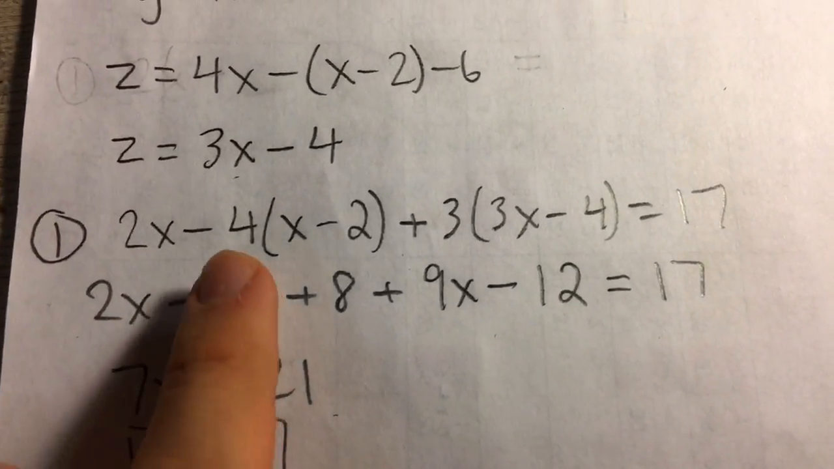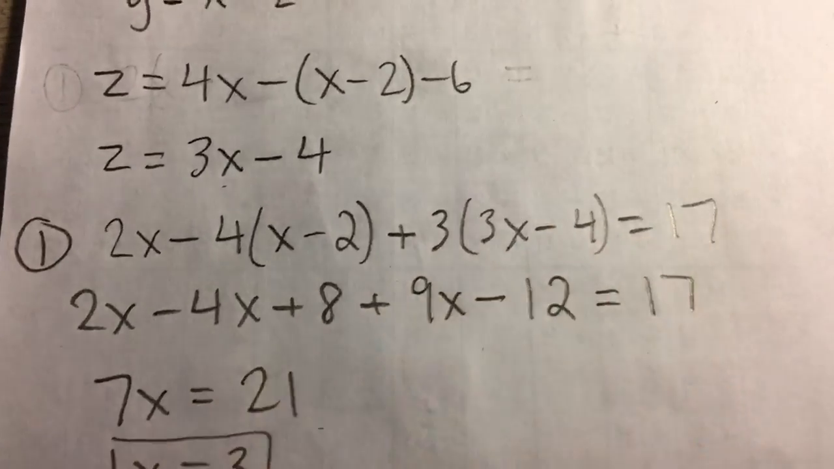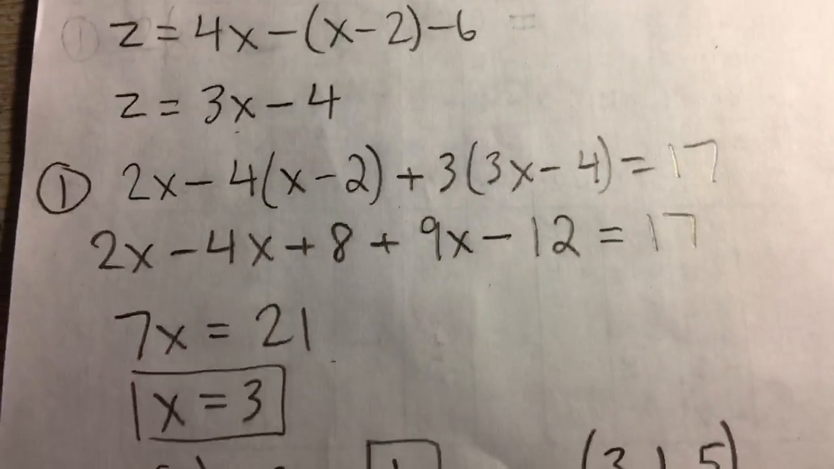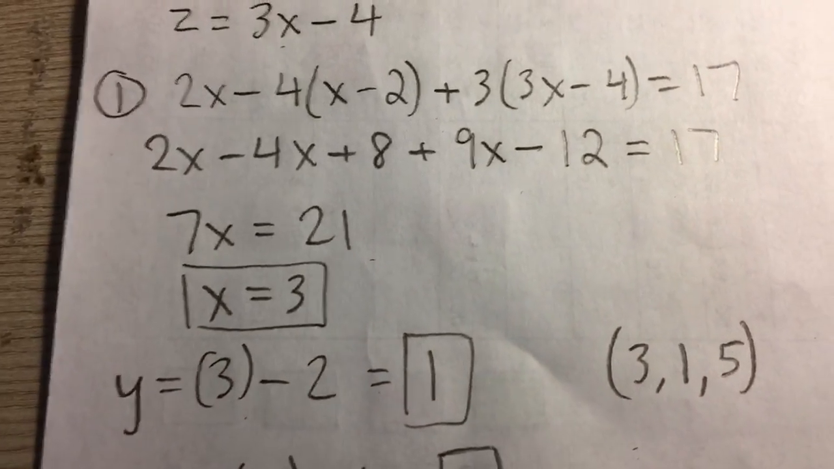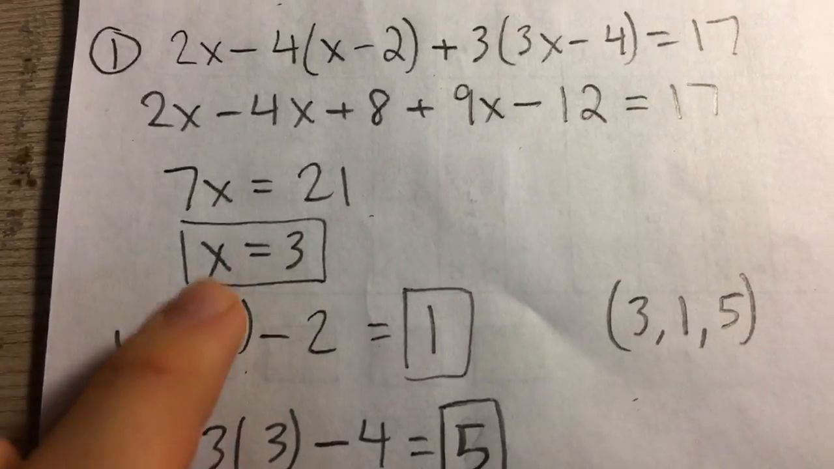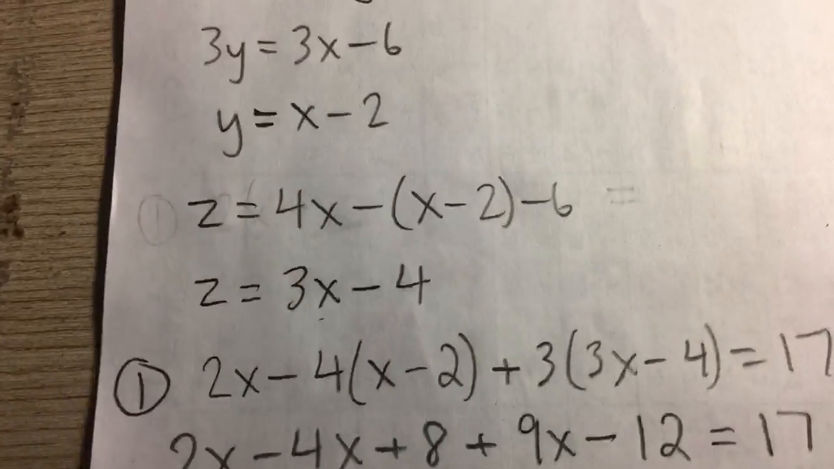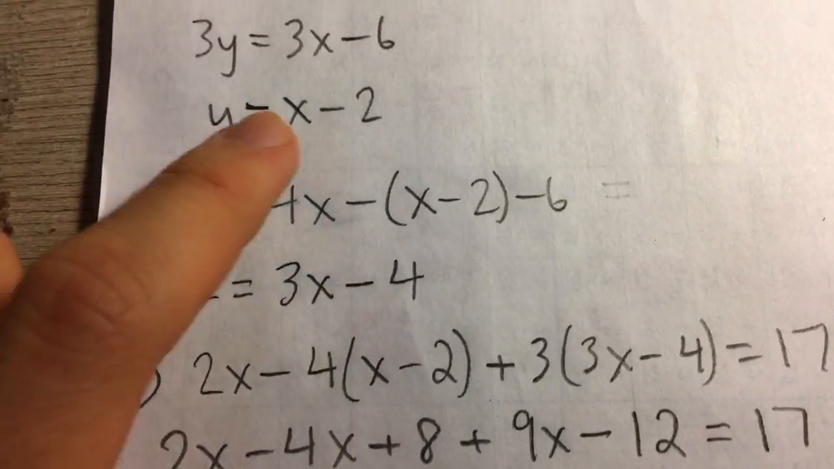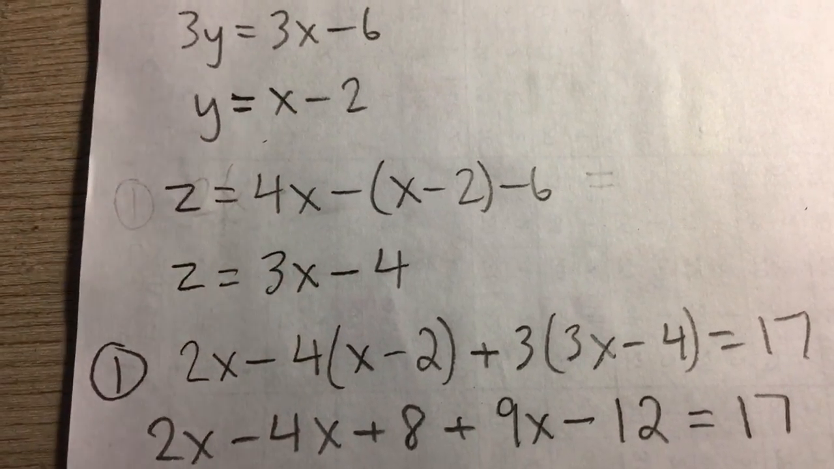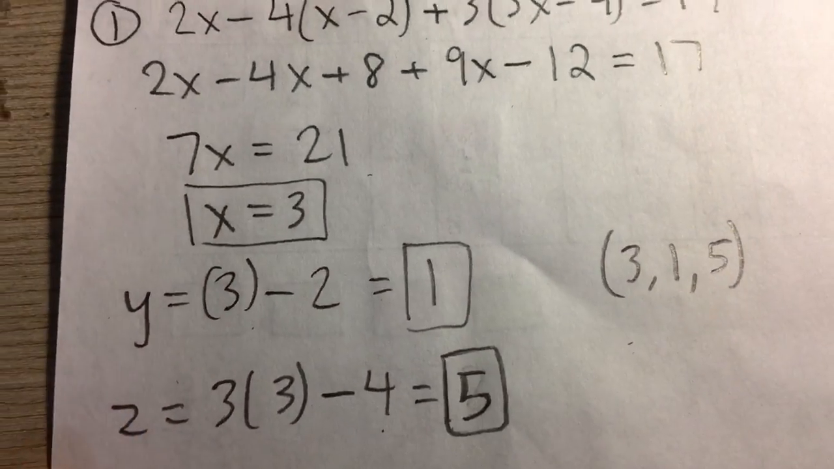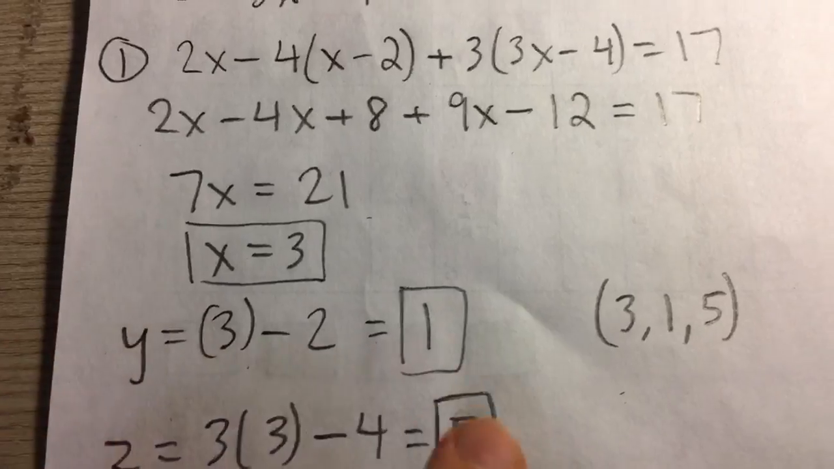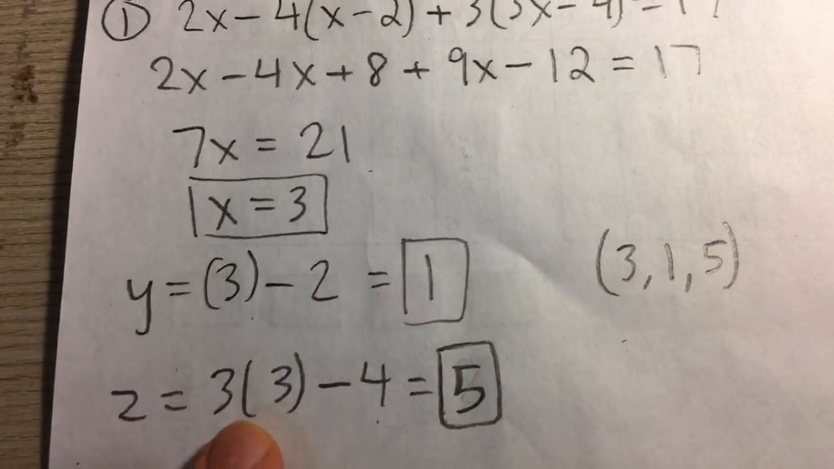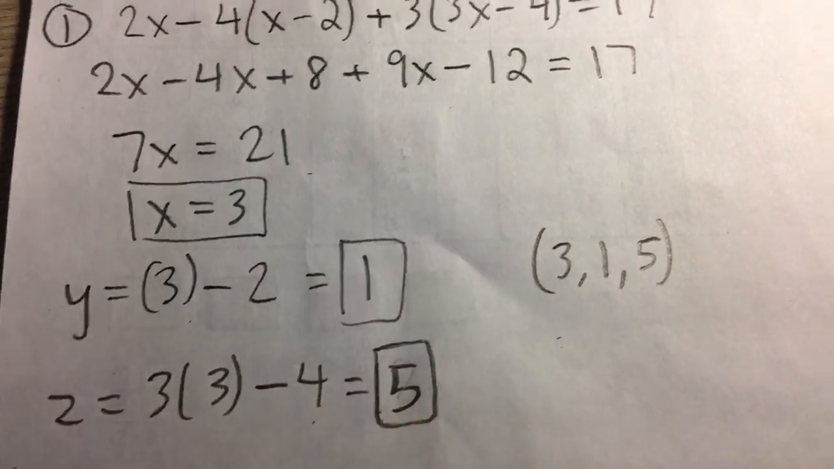And that's what I do. You have some distributive property going on. You have some collecting like terms, and I'm solving for the variable x, which you'll find is equal to 3. And now, if we know x is equal to 3, we can just plug in x into these equations and get our answer. So y is x minus 2, or 3 minus 2, which is 1. z is 3 times 3, 9 minus 4, which is 5.